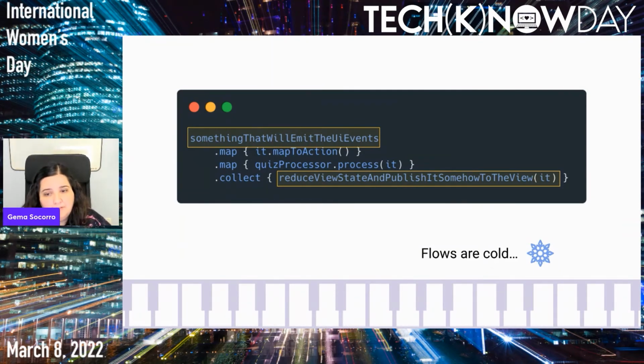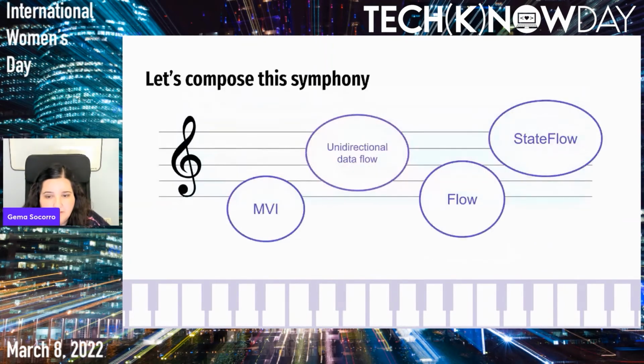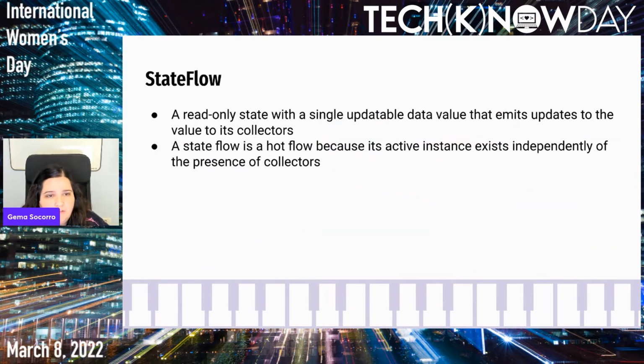But we need something more because flows are cold. So we need to be able to emit those events even if nobody is collecting them, and we need to be able to publish them every time one of them happens. So this is where StateFlow comes in handy. A StateFlow is a read-only state with a single updatable data value that emits updates to the value to its collector. So we have something where we give a value, and every time the value changes it is going to emit its value to its collector.